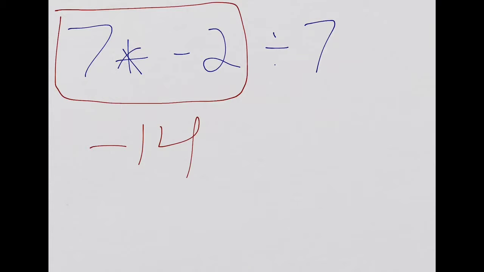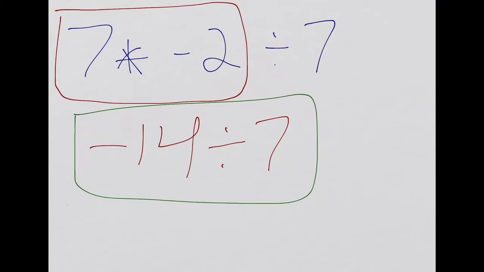Then we will pull down this division of 7, and we'll look at our next two numbers. We are dividing a negative by a positive. They have a different sign, so the answer is going to come out negative. And your final answer will be negative 2.